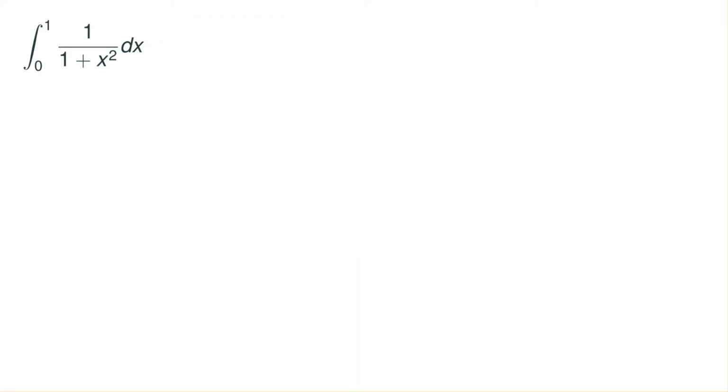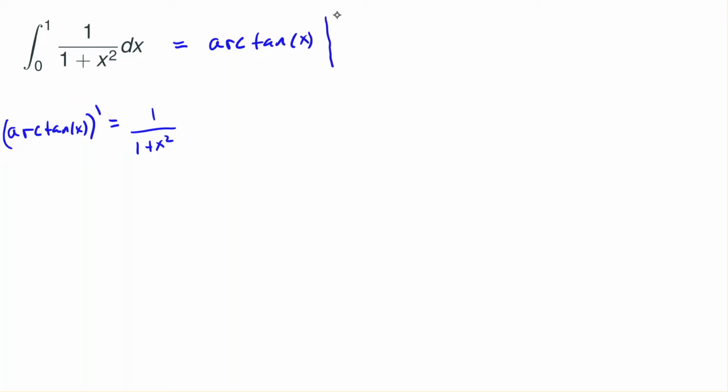For this one, we need to remember the derivative of arctan. We know that if I take the derivative of arctangent x, we get 1 over 1 plus x squared. So if I take the antiderivative of this, I get arctangent x. But we're evaluating. This is definitely evaluating at these endpoints.